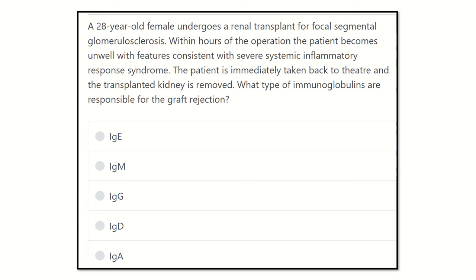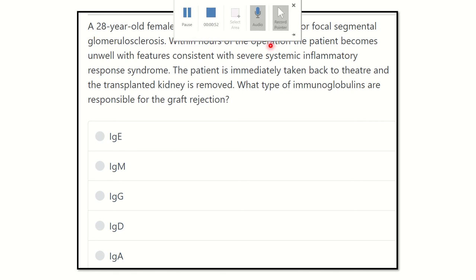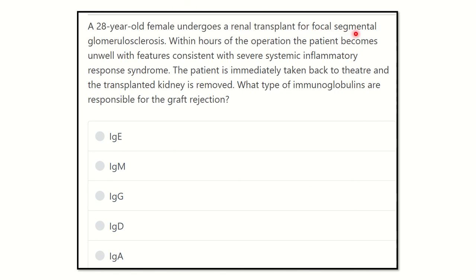So now let's start the question. Here we can see a 28 years old female undergoes a renal transplant for focal segmental glomerulosclerosis. Within hours of the operation, the patient becomes unwell with features consistent with severe systemic inflammatory response syndrome, SIRS. The patient is immediately taken back to the theater and the transplanted kidney is removed. What type of immunoglobulins are responsible for the graft rejection?